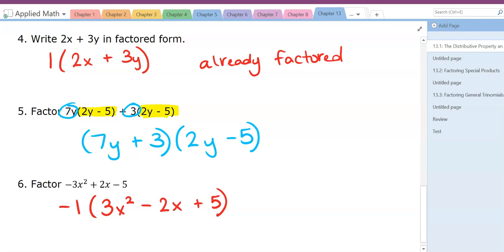It would maybe be helpful if you were actually trying to solve this, which we're not going to be doing today. But if you were trying to solve that, you might want that first term to be positive, so then you would just take out the negative to make it a little bit easier on yourself.